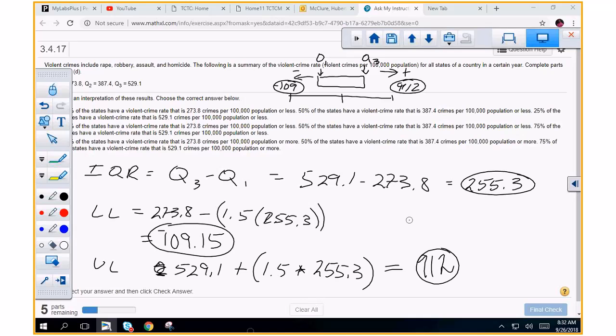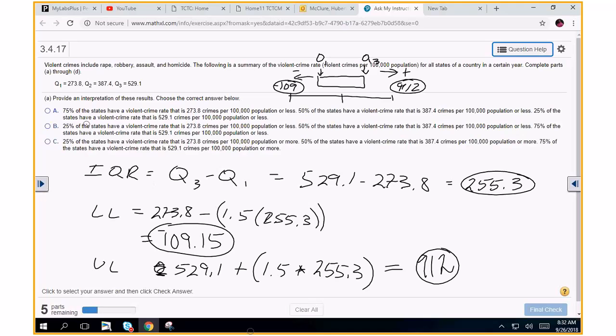I don't know what the questions ask you. They scare me because some of these questions are written by a Philadelphia lawyer, and you can't tell what they're asking half the time. So, provide an interpretation of the results. Choose the correct answer below.